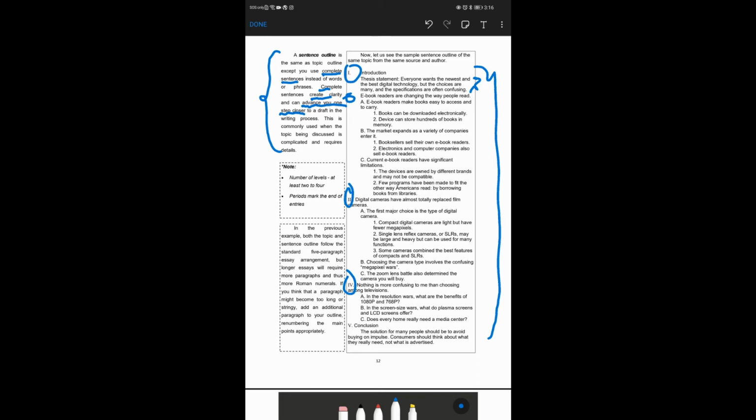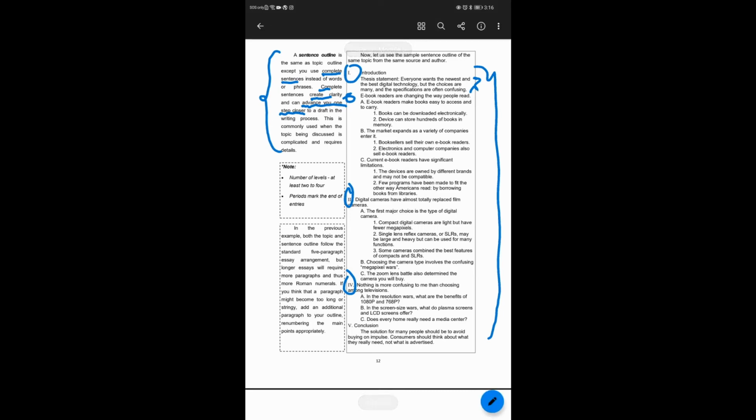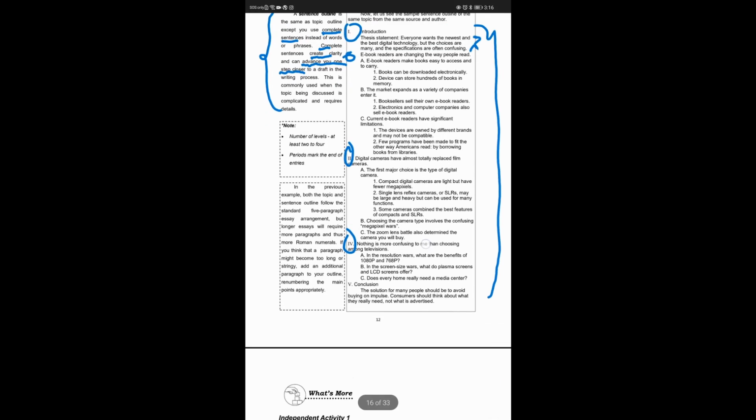So, kanina ang nakalagay lang sa atin ay ebooks and how readers read, paano nagbabasa ang mga tao. Ngayon naman, kinomplete sentence niya na nilagay niya, ebook readers are changing the way people read. So, nakompleto na siya. It's a complete sentence na. So, mapansin nyo guys, again, the very difference is that this is written in complete sentences. Yun. So, it's the same as a while ago. So, I don't think I have to explain them. Okay?